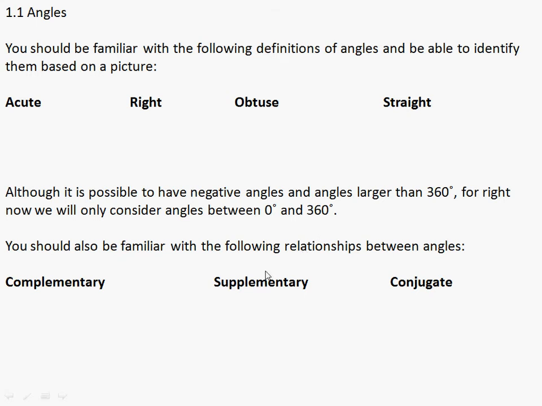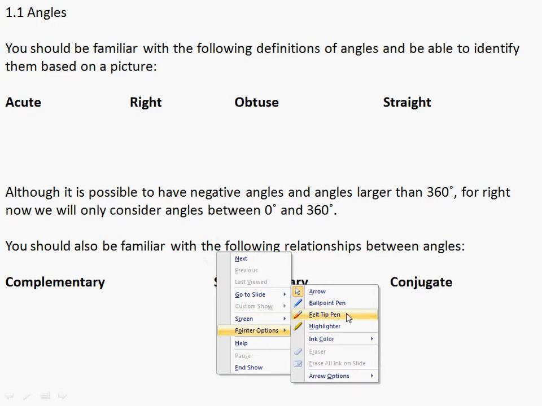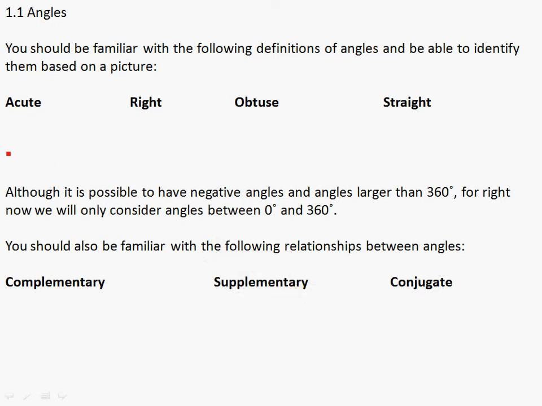Alright, so this is basically a quick little vocab review. You should be able to identify these based on pictures or come up with them. Acute: less than 90, right? Smaller than 90. So there's a picture that works for it. Right angle, which equals 90 degrees.